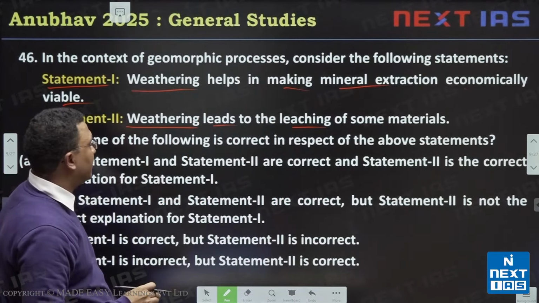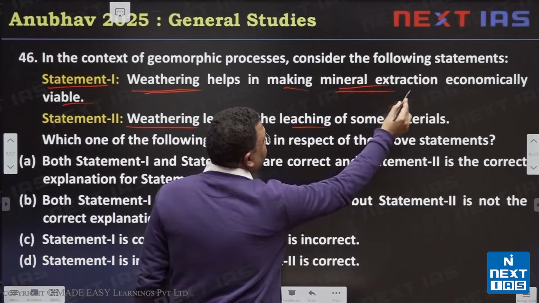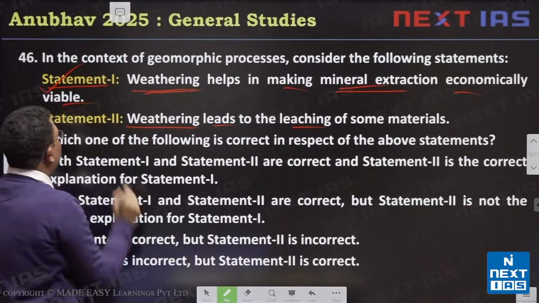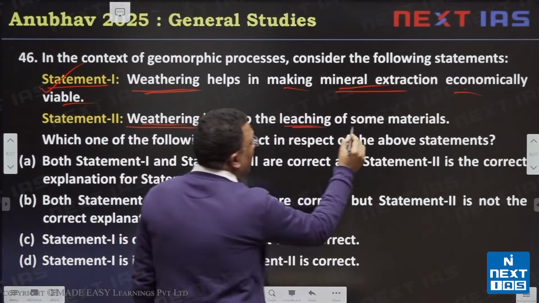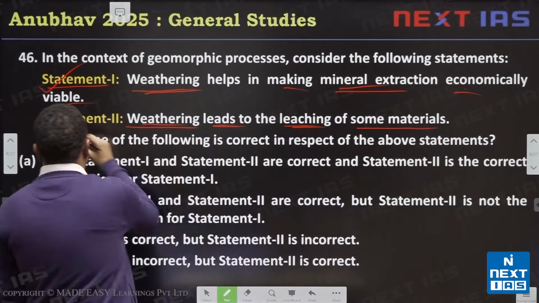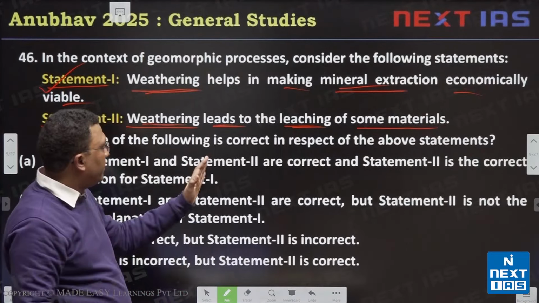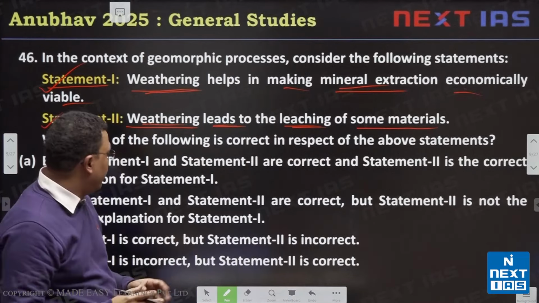Now let's read the statements once again. Weathering helps in making mineral extraction economically viable. This is a correct statement. Statement 2, weathering leads to leaching of some material. This is also correct. We saw that weathering will loosen the particles which will then be leached by forces like water and air, right?